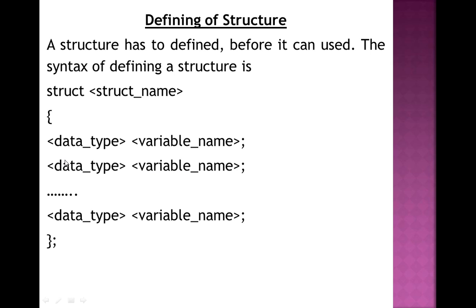In the same way, we can declare multiple variables of different data types, and then close the curly braces and then terminate with a semicolon. This is how we can start. First of all, start with struct. There is a structure name, then declaring the variables of different data types, that is data type, variable name, data type, variable name, and so on till the last one. Then close the curly brace and then terminate with a semicolon. This is your mandatory condition, that a structure always terminates with a semicolon.